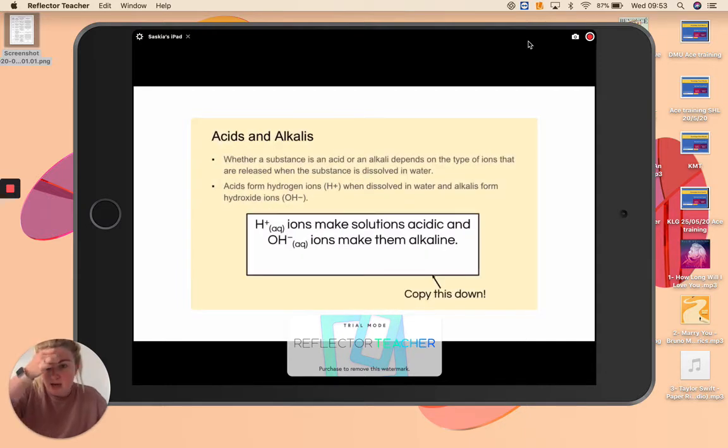So acids and alkalis. Whether a substance is an acid or an alkali depends on the type of ions, okay? So if they've got an atom with a positive or a negative charge, that is released when the substance is dissolved in water. When you add an acid to water, H plus ions will appear, and that's what makes something acidic. And then for an alkali, OH minus ions would appear. So acids are H plus ions, alkalis are OH minus ions. Again, if you wanted to pause and copy this down in your notes, you can.